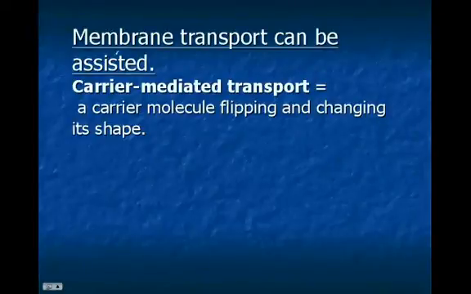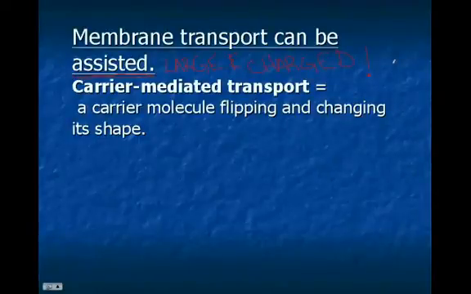Now, we can also get a little assistance across the membrane. There are these forms of what we call membrane transport that can be assisted. And the reason that we might need this is what I mentioned earlier in the lecture, that sometimes we have molecules that can't make it across the membrane. Those would be molecules that are large and charged. Molecules that are large and charged do not like to move across the membrane.